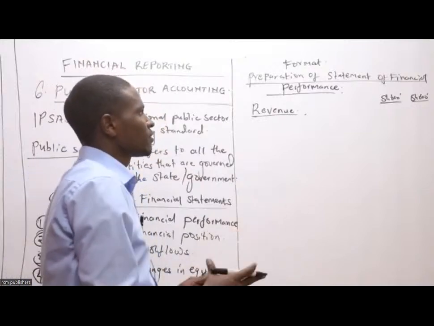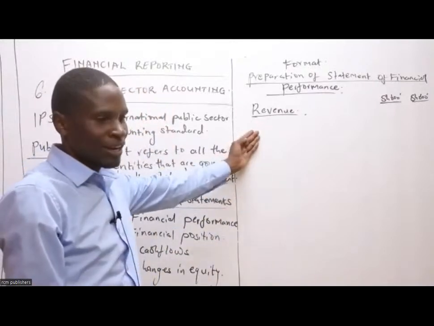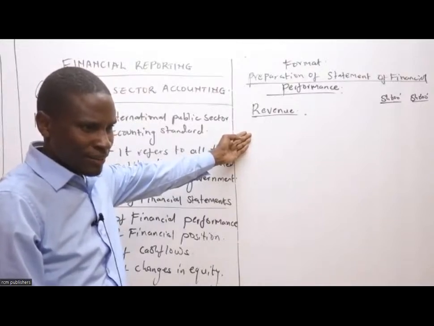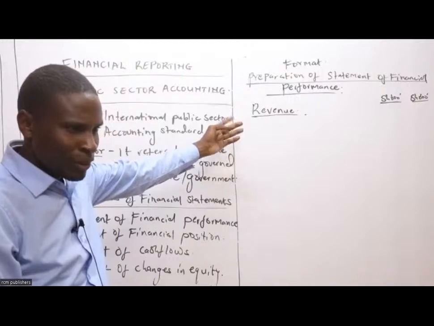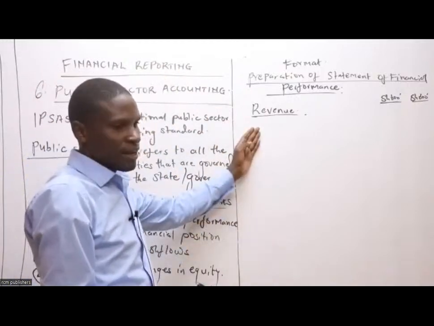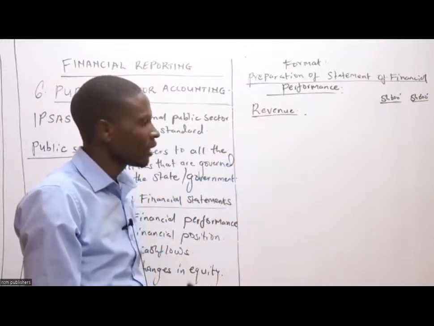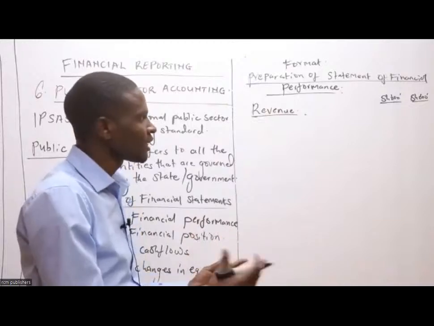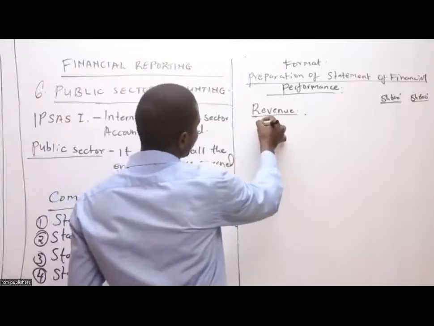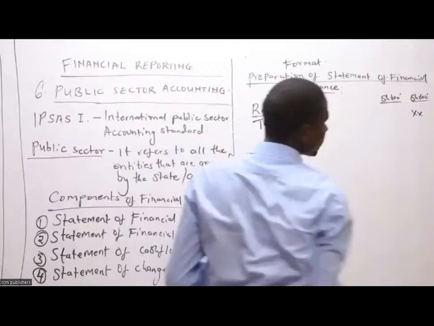This one you can give me. Where do the Kenya government get revenue? Sources of revenue for the government. You can highlight them very fast. We're just highlighting tax. Yes, from tax. Put it there.